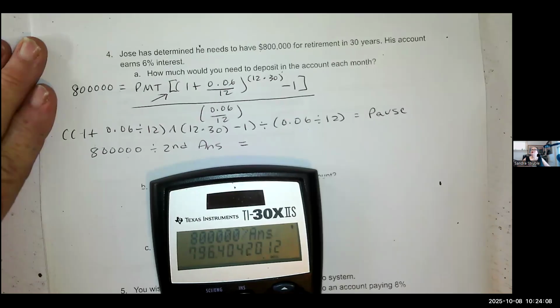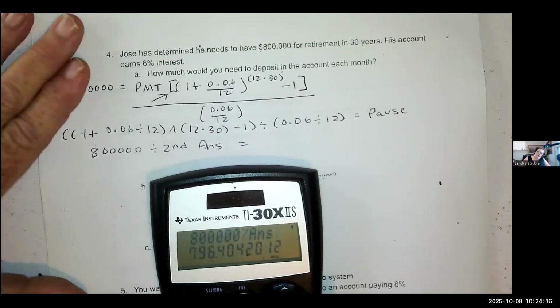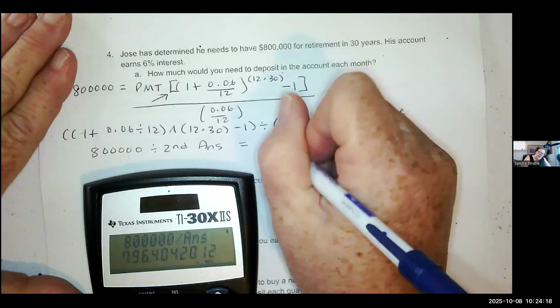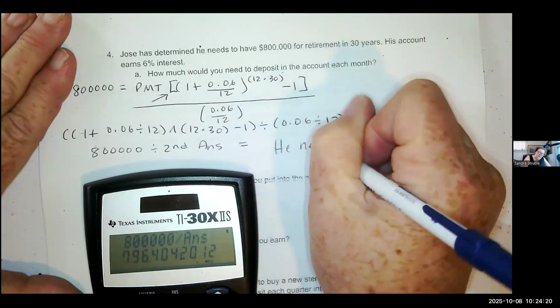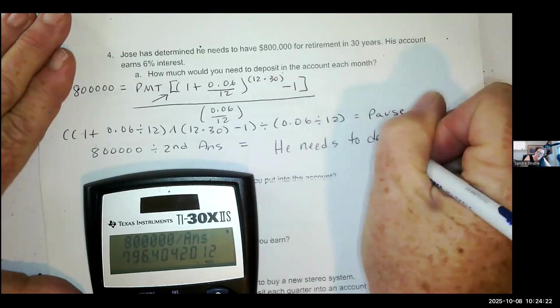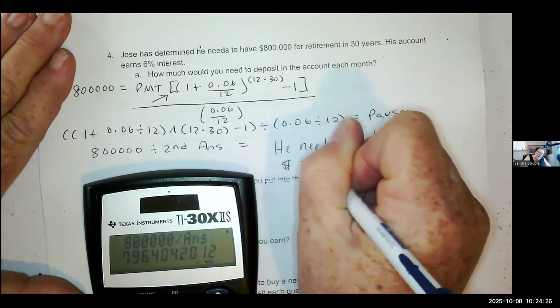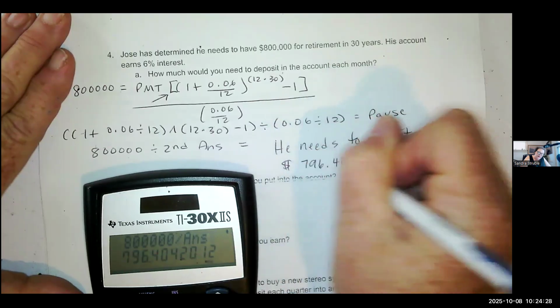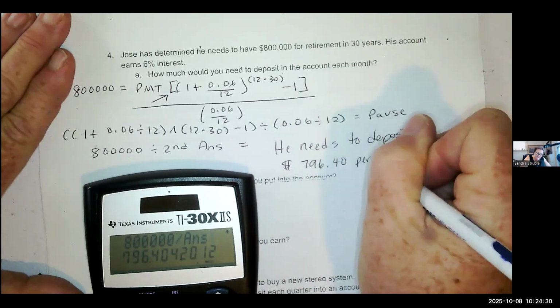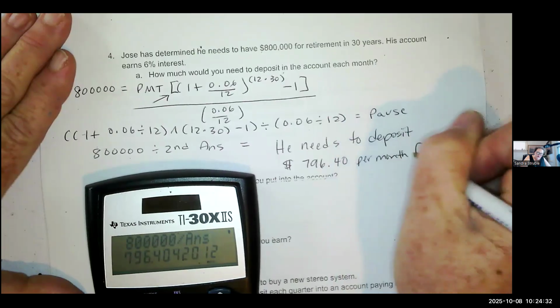That is how much Jose needs to put in his account on a monthly basis for 30 years if he wants to have $800,000 and he's earning 6% interest. So he needs to deposit, don't forget your dollar sign, $796.40 per month for 30 years.